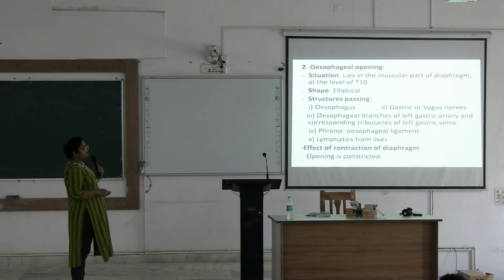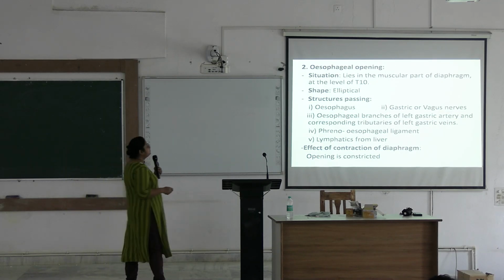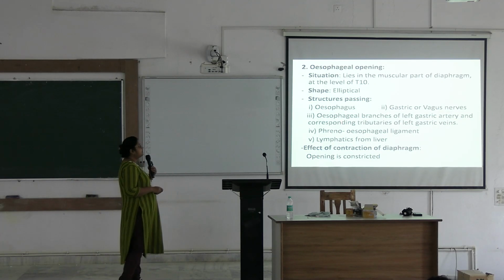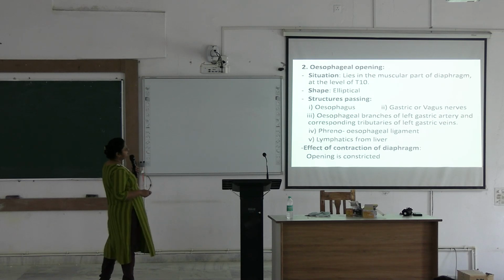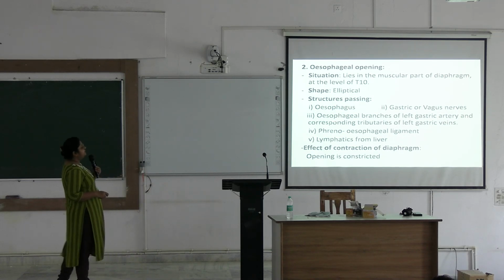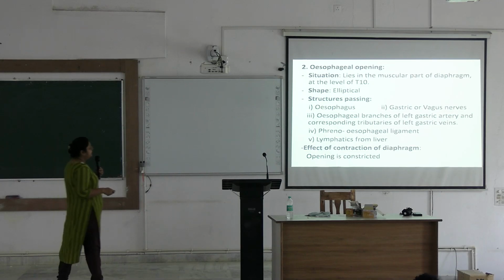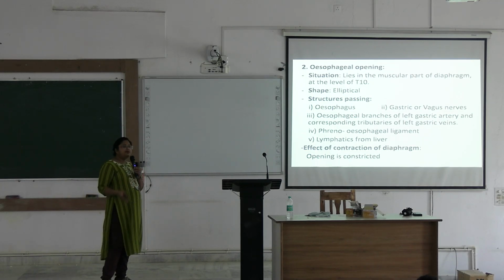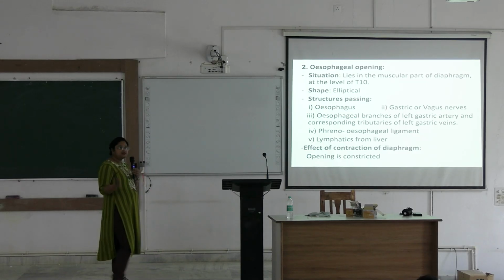Shape is elliptical. The previous one was oval. Structures passing through the esophageal opening are the esophagus, both vagus nerves, right and left. You have seen in the picture. Esophageal branches of the left gastric artery and corresponding tributaries of the left gastric veins, the phrenicoesophageal ligament connecting the esophagus with the diaphragm, and lymphatics from the liver also pass through this opening. So you must remember the structures passing through this opening.